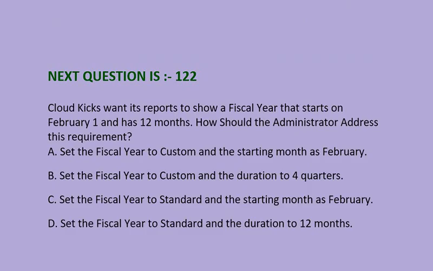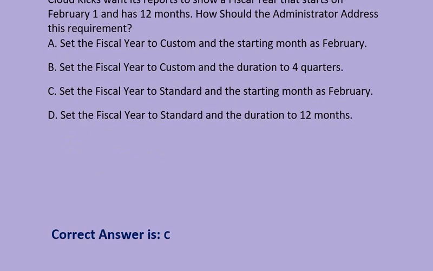Option A, set the fiscal year to custom and the starting month as February. Option B, set the fiscal year to custom and the duration to 4 quarters. Option C, set the fiscal year to standard and the starting month as February. Option D, set the fiscal year to standard and the duration to 12 months. Correct answer is option C.